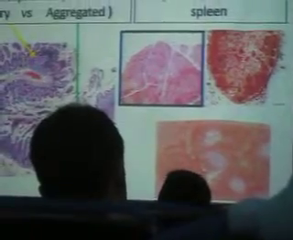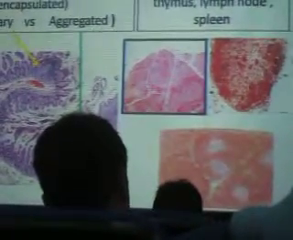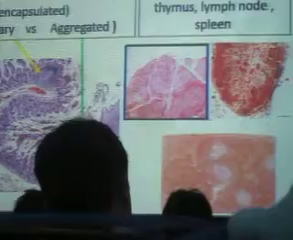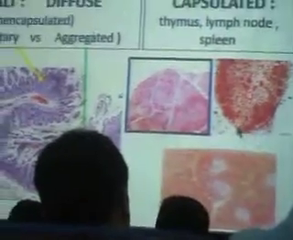You can have more than one layer of lymphoid nodules. But characteristically, you have the capsule and the subcapsular sinus. And of course, you have the medullary cords and the sinuses. And then for the spleen, you have the white part and the red part. If you see the white part, you can see there your central artery. That's how to identify them.